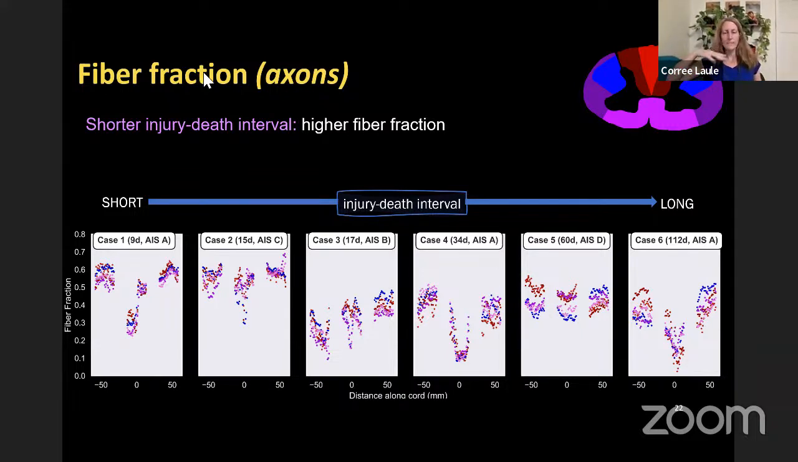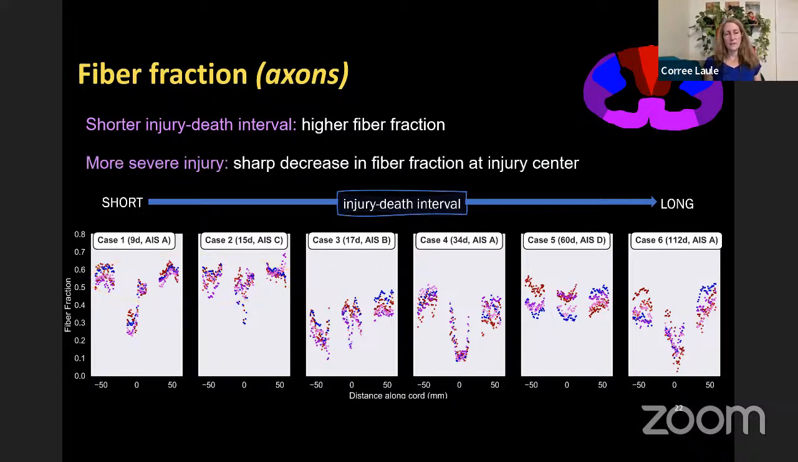Looking at relationships between markers for axons and how those things might change with the time from when the person was injured to when they subsequently passed away, the injury to death interval, what we see is that people that had a shorter injury to death interval typically have a higher fiber fraction relative to people that lived longer after their injury. So that's on the left side of the screen, the people that passed away quite quickly.